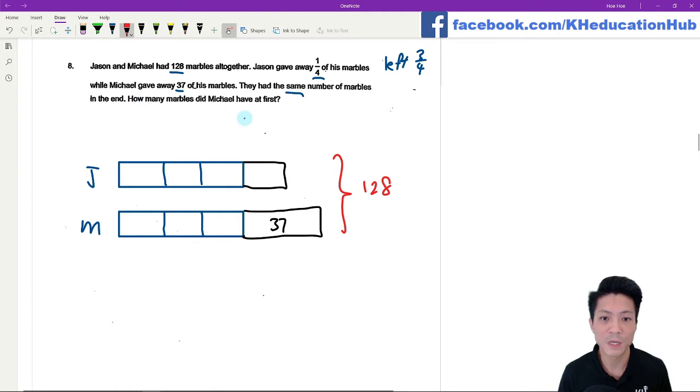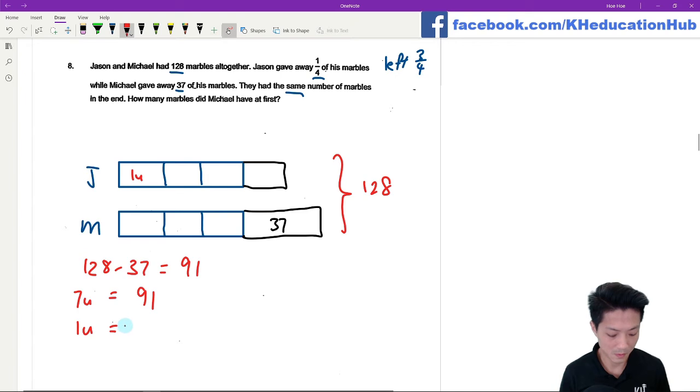They want us to find how many marbles Michael had at first. We're gonna find what this 1 unit is first. To find the 1 unit, we need to remove this extra over here, 37. So 128 minus 37 is 91. This 91 is basically equal to the 7 units. 1, 2, 3, 4, 5, 6, 7. Now I can find what is 1 unit.